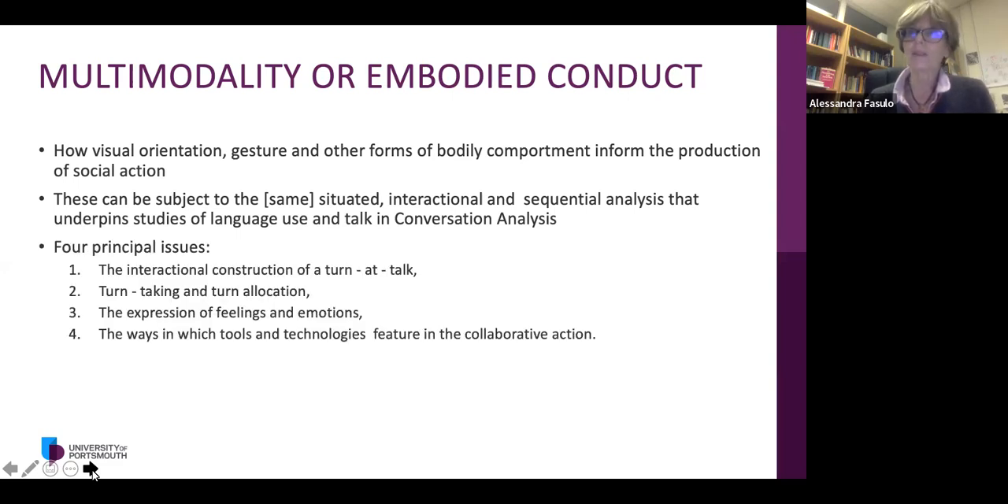And the chapter deals with 4 areas. The contribution of multimodal resources to the construction of a turn at talk, turn taking and turn allocation, the expression of feelings and emotions, and also the ways in which tools and technologies feature in collaborative action. So we will say something about each of those, but we will invert number 3 and number 4, because number 3 is a good introduction to our specific paper, which will deal with pain.